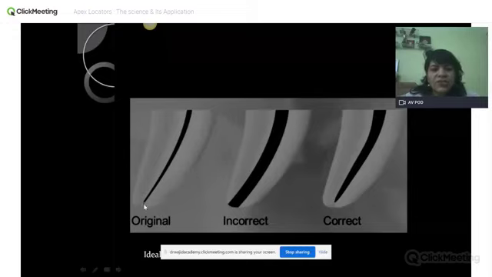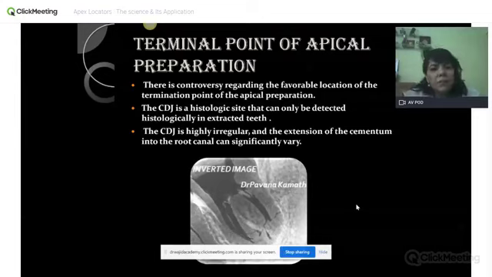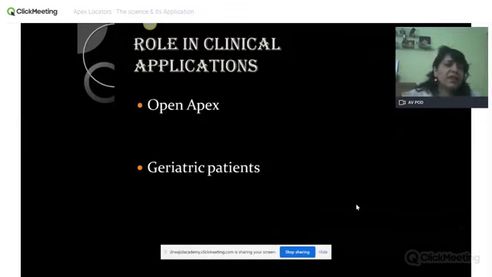You see, this is the original anatomy. This is an over-preparation and a violation of the apical foramen. And this is an ideal preparation. So this is how we determine our minor constriction. The terminal point of apical preparation, therefore, is now the apical constriction and not the cemento-dentinal junction, which is a histological landmark.